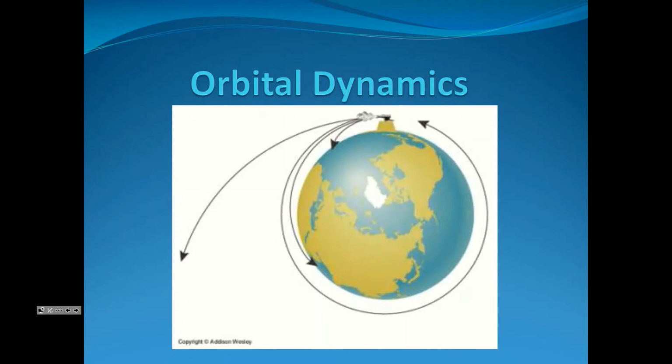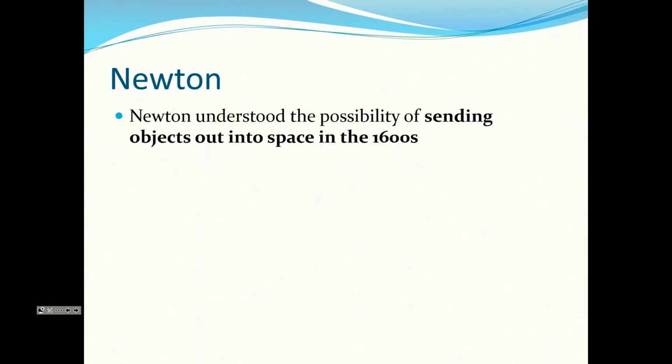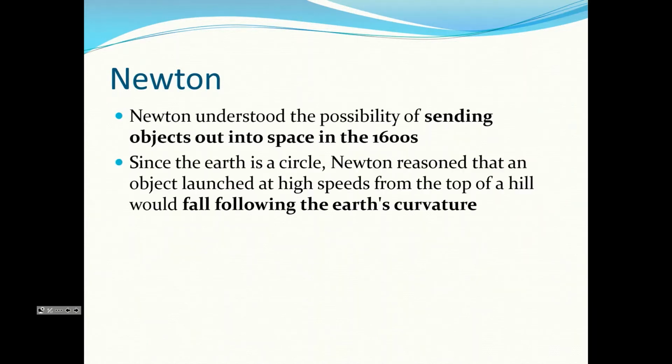Okay, so this is our last lesson, Orbital Dynamics. Newton understood the possibility of sending objects out into space in the 1600s, which is crazy because they didn't send anyone into space for over 300 years after that.